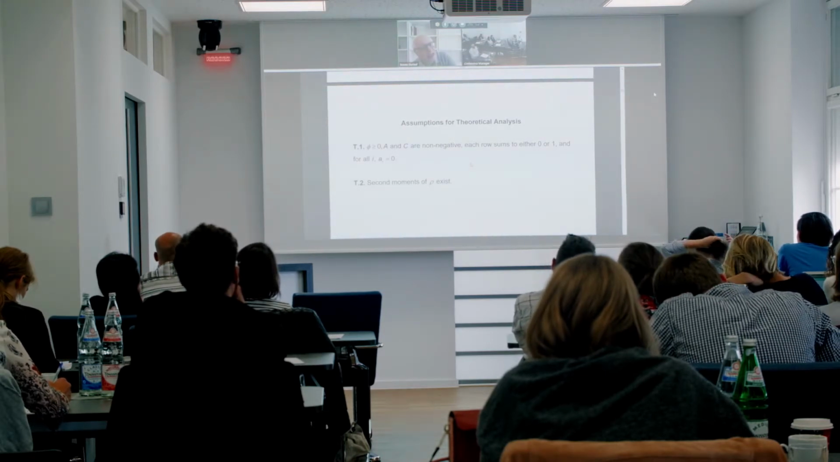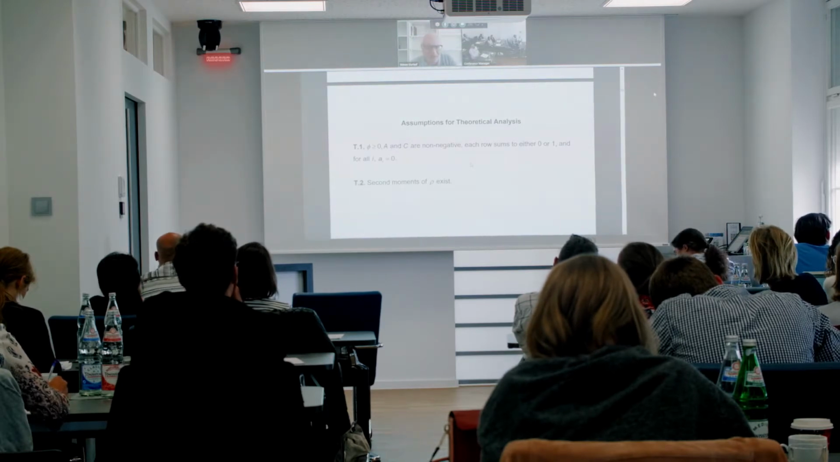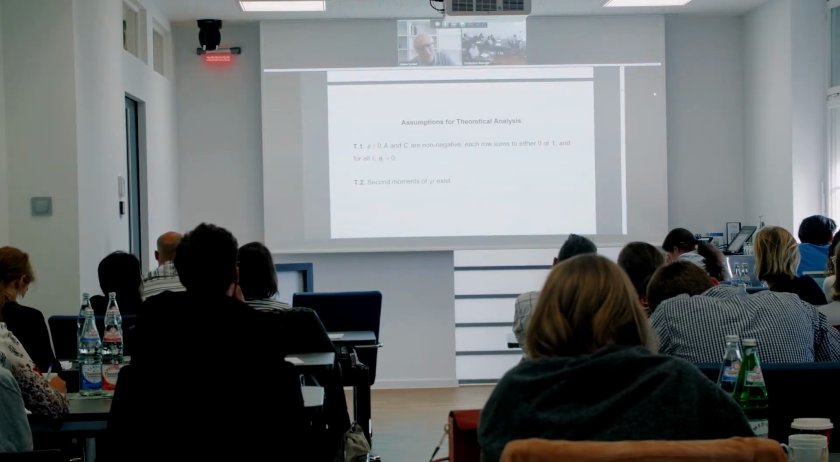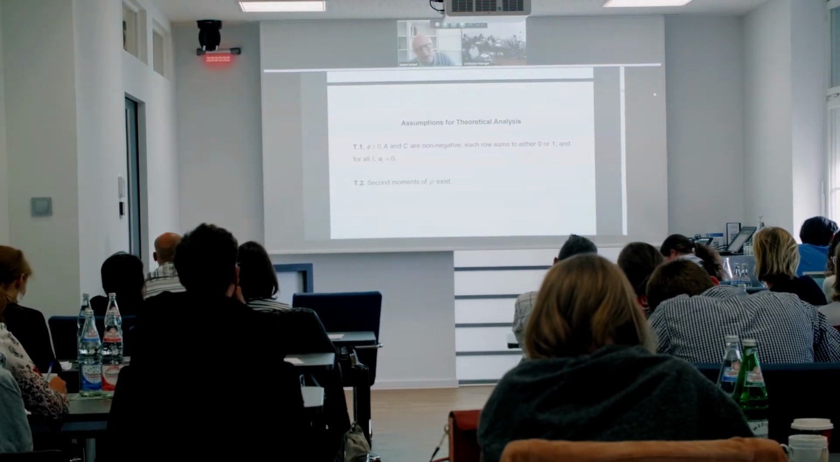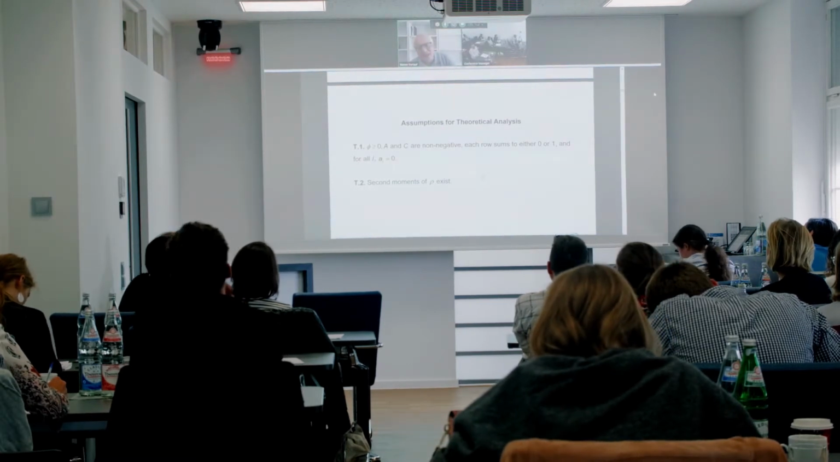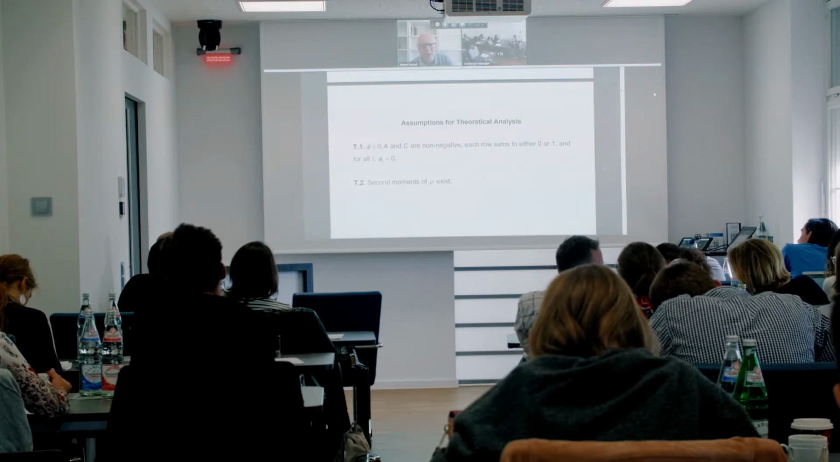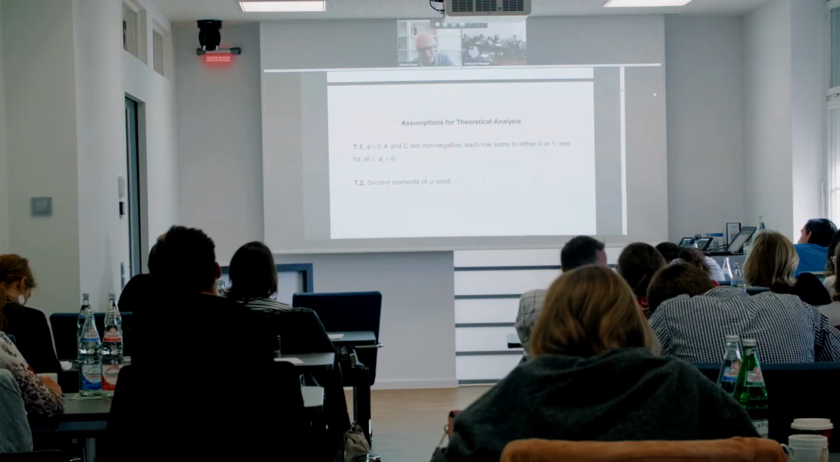The final thing, that A_ii equals 0, that really is a normalization. It basically says that I don't give myself any credit from conforming to myself. So that's really a triviality. Assumption T2, the second moments exist, that's again for technical convenience, because I'm going to compute expected utilities and I want the expected utility to exist.